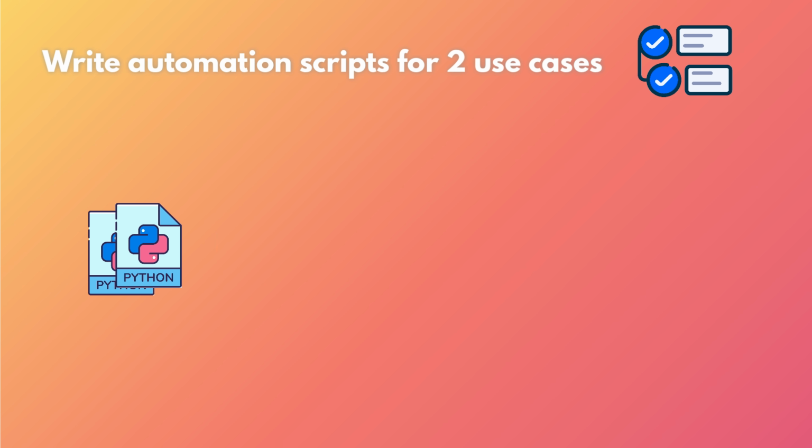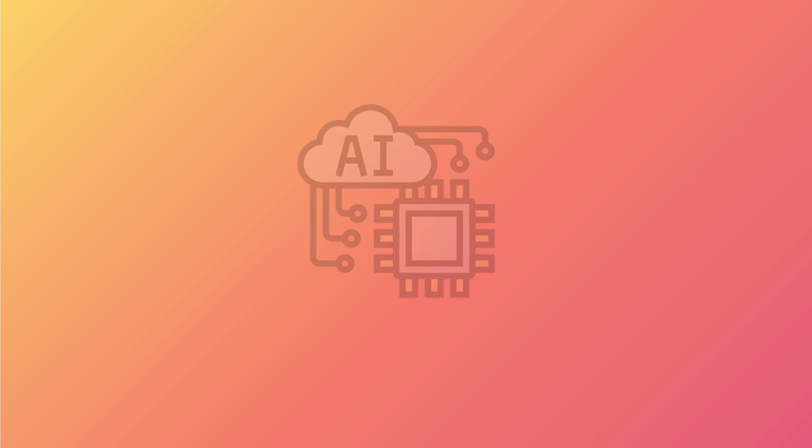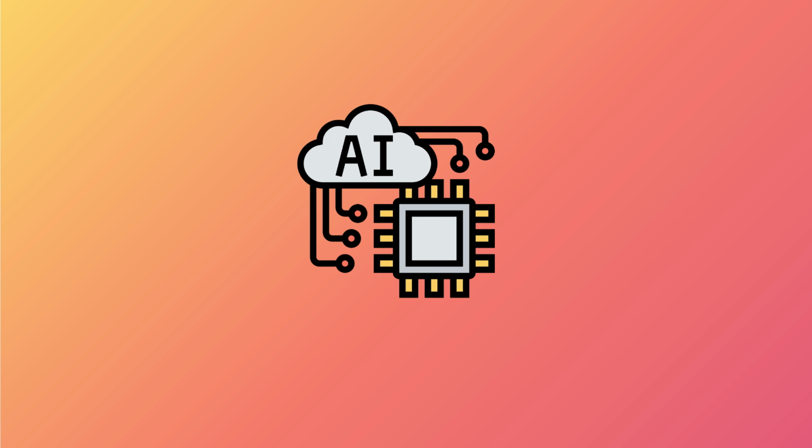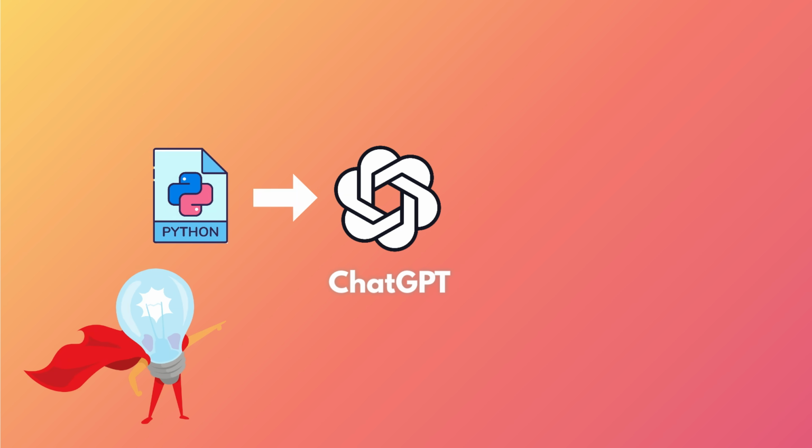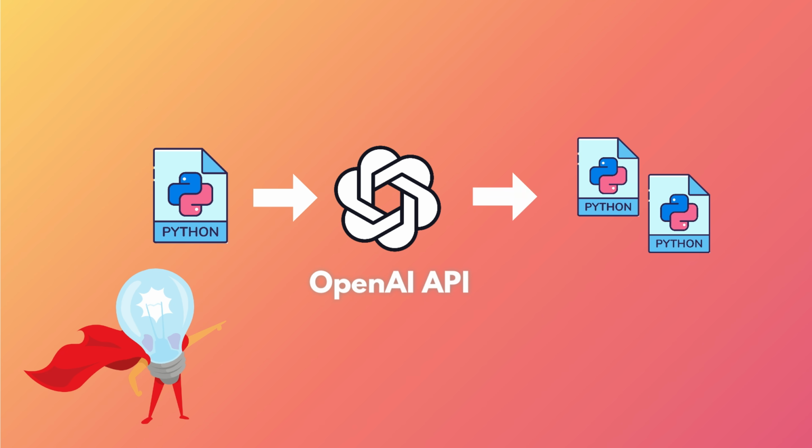But here's an even more interesting thing we will do. We will use an artificial intelligence tool that you probably have already heard of a million times called ChatGPT. And we will tell Python to use ChatGPT's API, or the underlying API that ChatGPT is also using, to generate the Python scripts for those two use cases that I mentioned.